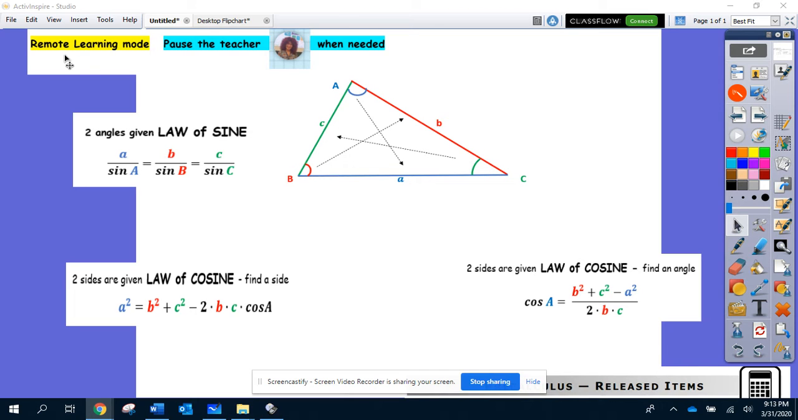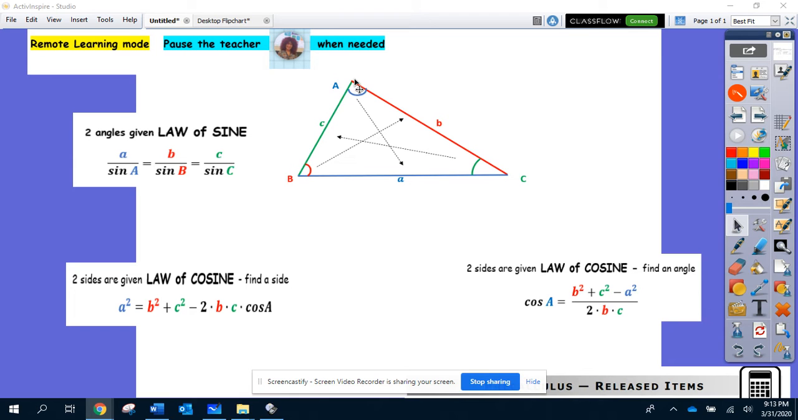So don't forget that we are in the remote learning mode, so you can pause the teacher every time you want. At first, we should understand how to label a triangle, because it's essential in order to understand how to apply these laws.